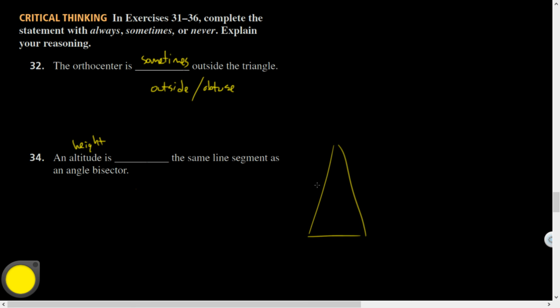All right, I'm thinking in the case of an isosceles triangle, we could have an altitude like that, and it's going to bisect that angle.